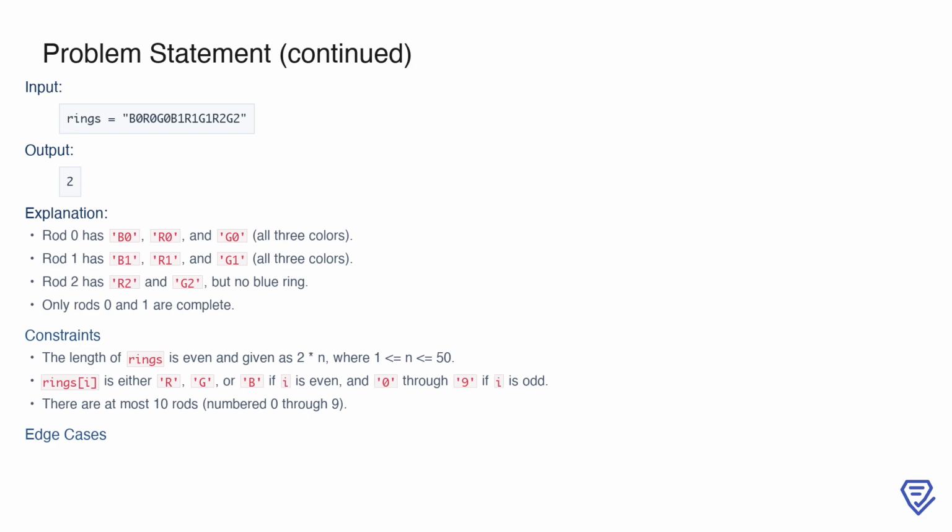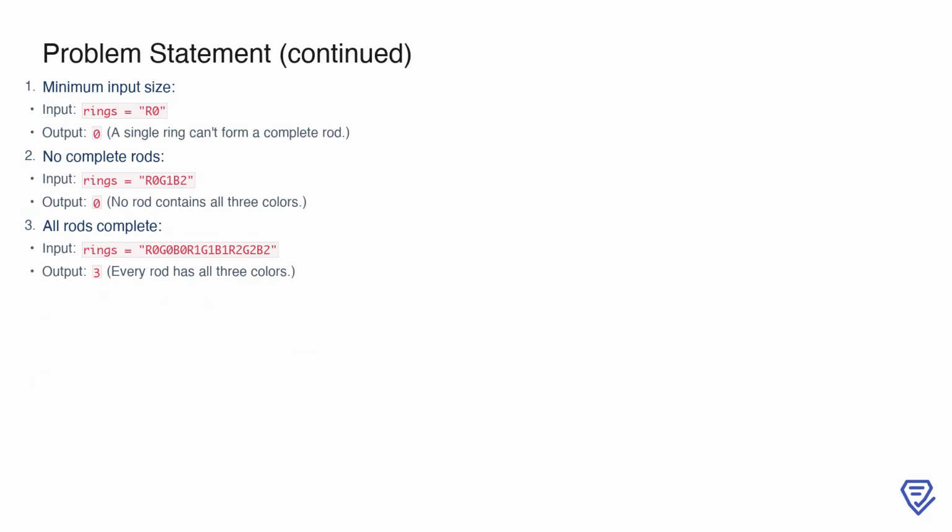The constraints of the problem clarify that the string will always have an even length, each rod can only be identified by digits 0 through 9, and there will never be more than 10 rods involved. To better understand the problem, let's discuss a few edge cases. First, consider the minimum input size. If the input is R0, there is only one ring on one rod, so it is impossible to form a complete rod. The output in this case would be 0.